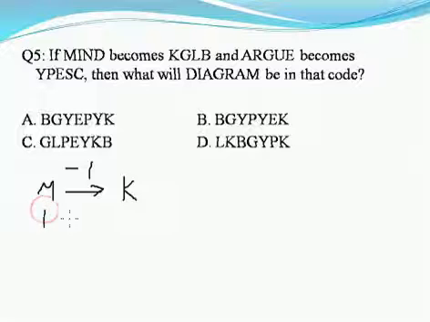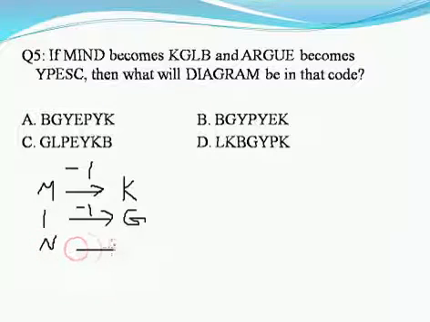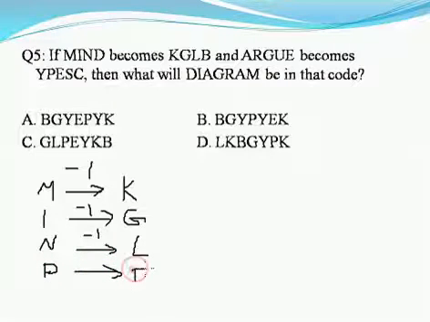I'll check with the next one. I is being replaced with G. So G, H and I. So again it is -1. I'll check with the next one. N is being replaced with L. So L, M and N. So again -1. I'll check with the last one, which is D. D is being replaced as B. So B, C and D, again backward, so -1. So -1 is the key here.